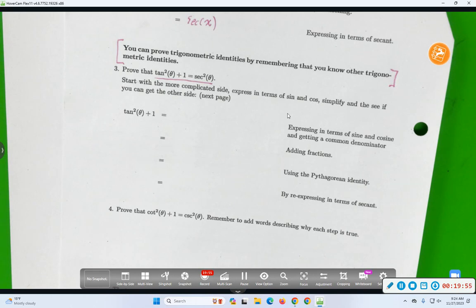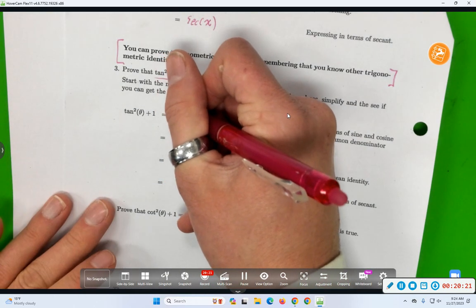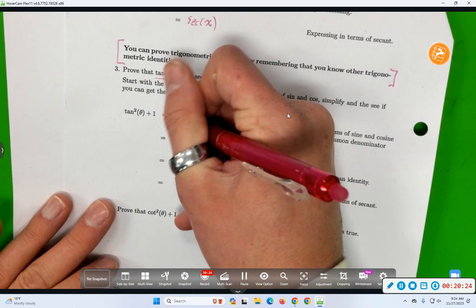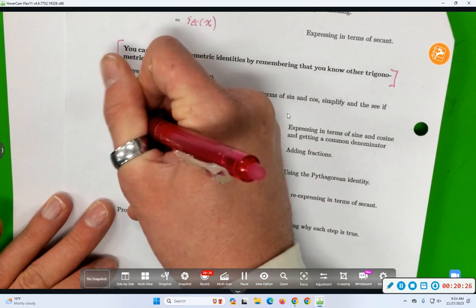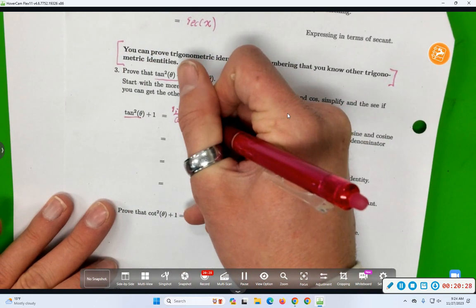I don't see anything obvious to do yet. There's not any factoring I could do because it's a plus 1 instead of a minus 1. But I do see a tangent instead of a sine and cosine. So one idea you can always pursue is let's just rewrite that tangent in terms of sine and cosine. What do you get when you do that? Sine squared theta over cosine squared theta, because there's tangent of theta. And now we need a plus 1.